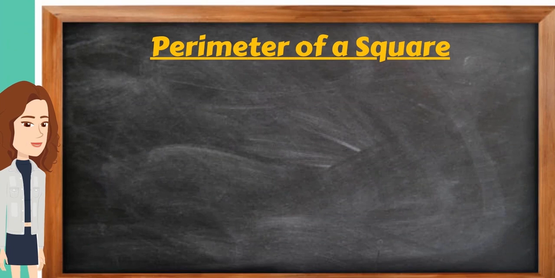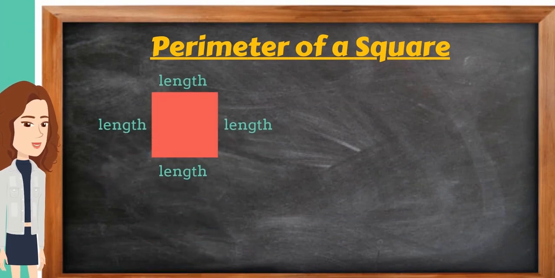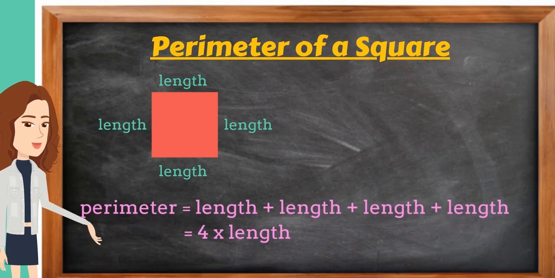Perimeter of a square. We already know the square has 4 sides and all sides are equal in length. Therefore, the perimeter of a square is equal to the length plus length plus length plus length, which means 4 times length.